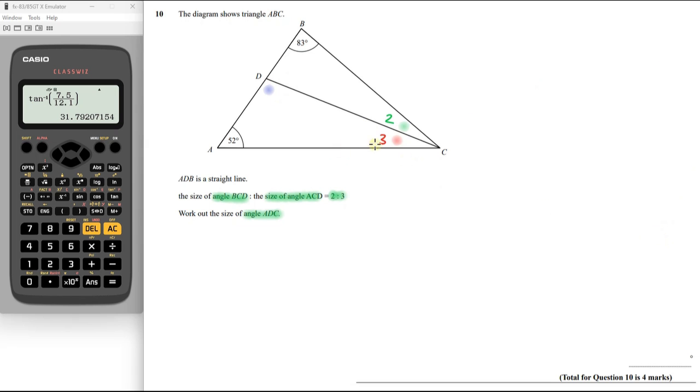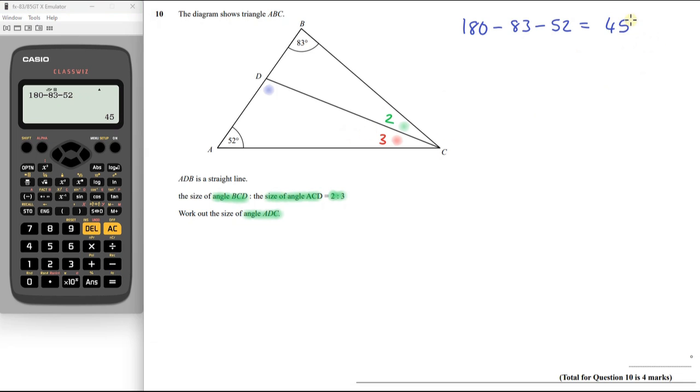So the first thing I'm going to do is I can see this big triangle. We've been given two angles, so we can work out this angle over here just by knowing the fact that angles in a triangle sum to 180 degrees. So we can do 180 minus 83, which is this angle, minus 52. So what does that give us? 180 minus 83, minus 52, and we get 45 degrees.